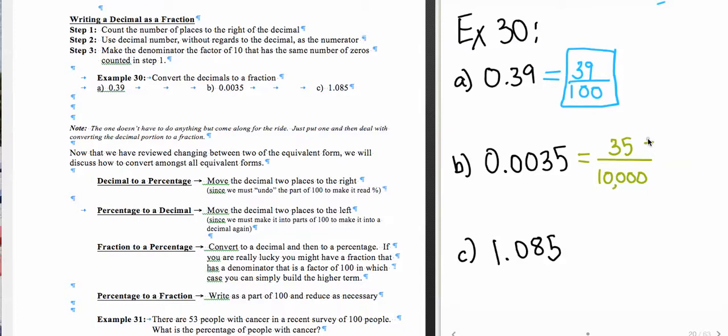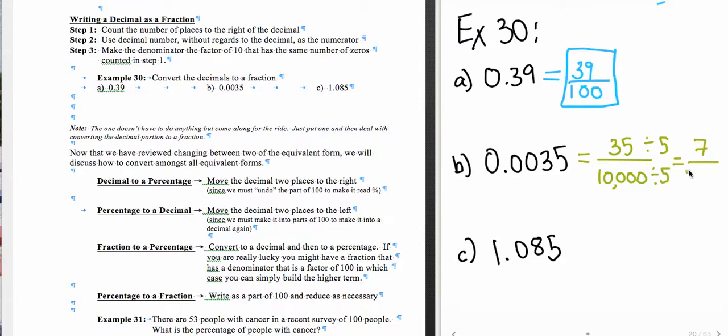Now we know that these have something in common because they both end in either a 5 or a 0, and therefore we can take out that common factor of a 5. And so we divide out the common factor of 5 from numerator and denominator. Numerator, that leaves us with a 7.